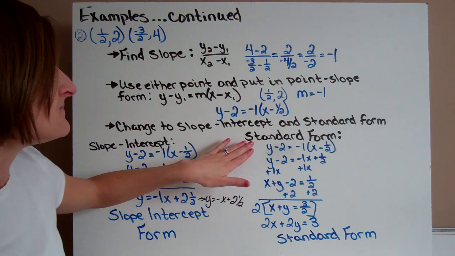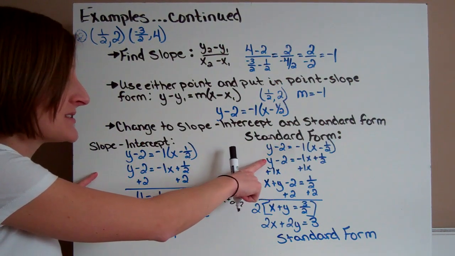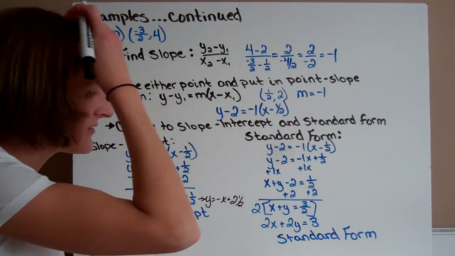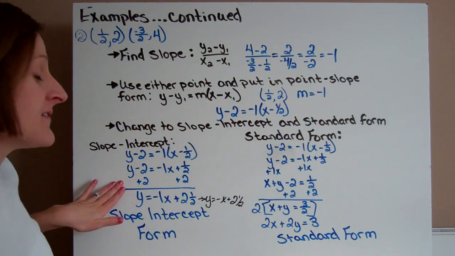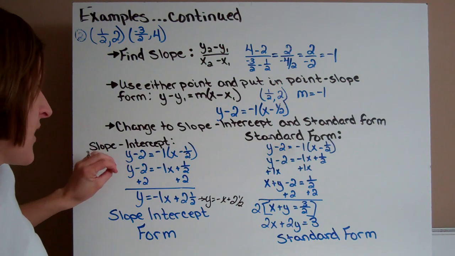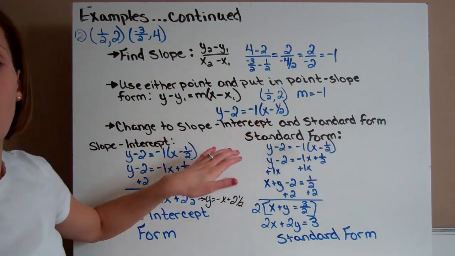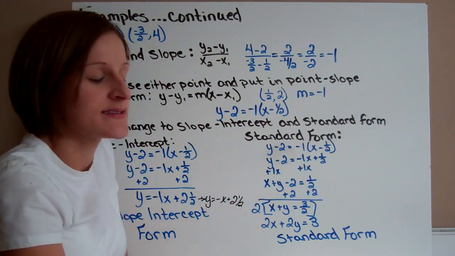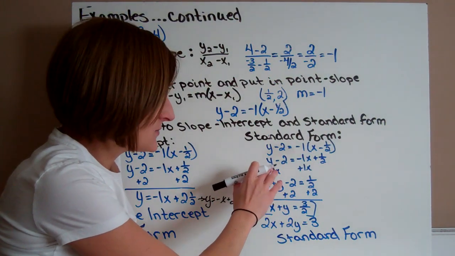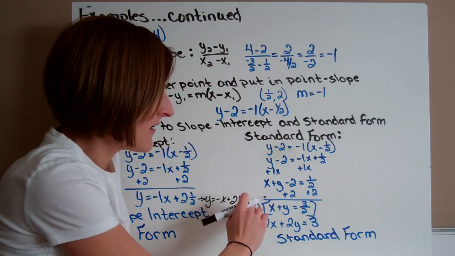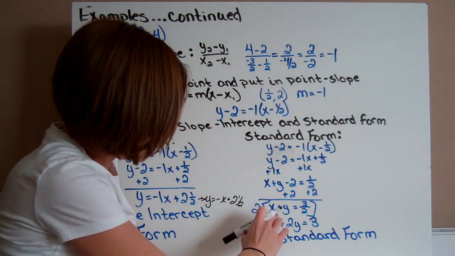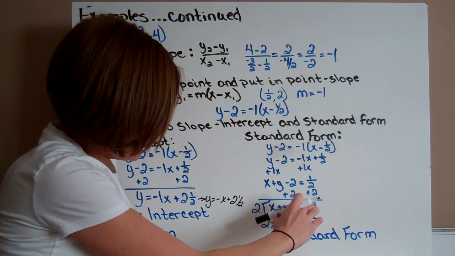Alright, standard form. Basically, the first step is the same. Go from point slope, distribute the negative 1 to everything. But this time, instead of adding 2 like we did this side to get y by itself, I need to move x over to y. So I do that by adding x to both sides. That gives me x plus y minus 2 equals 1/2. Add 2 to both sides, and I get x plus y equals 5/2.